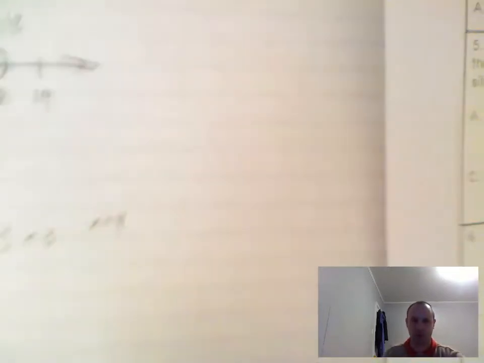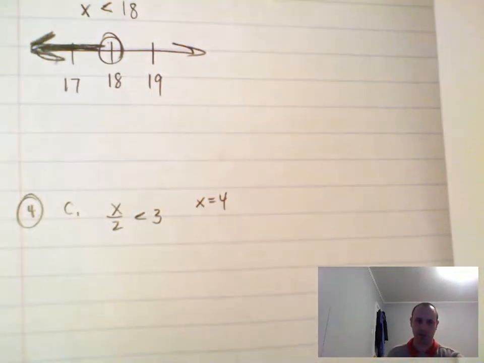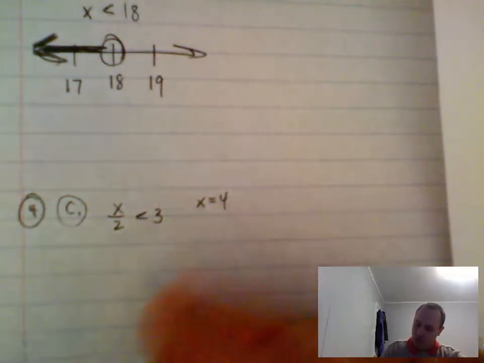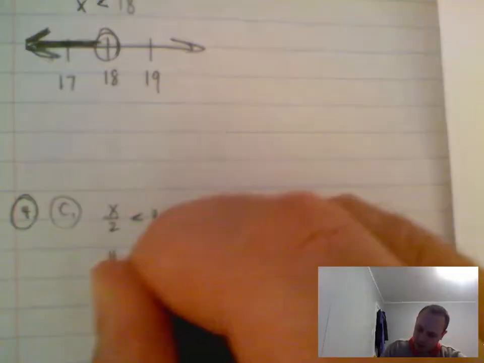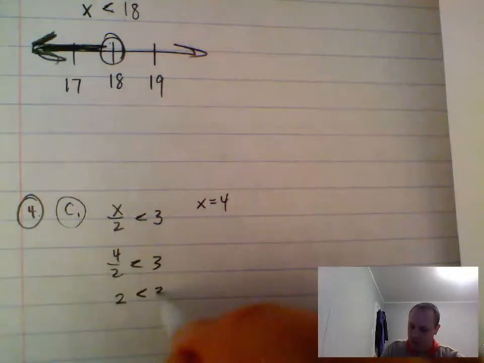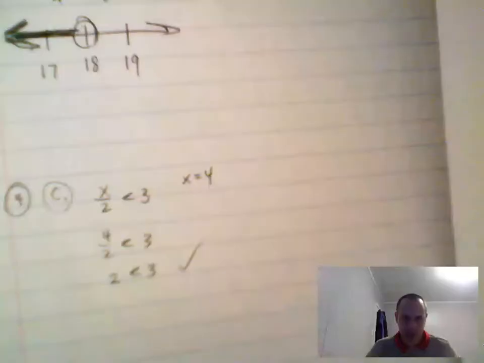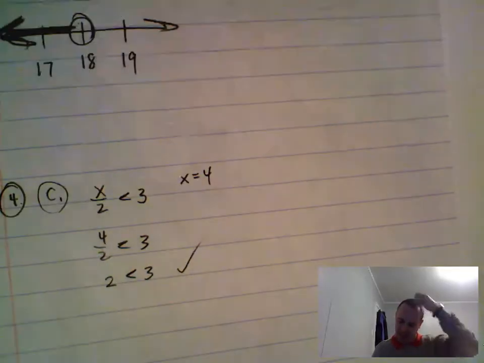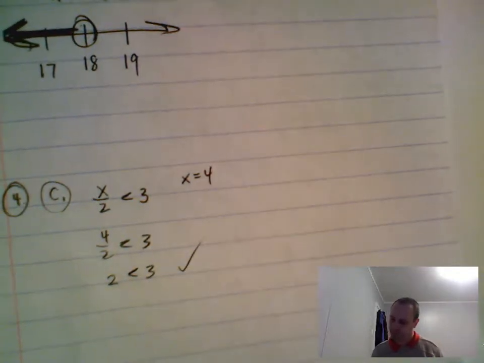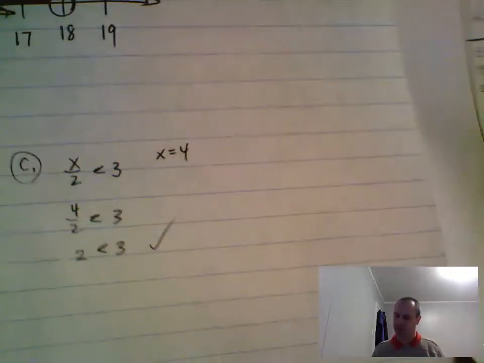So the way we'll show our work, sorry, there's number 4. Your answer is C, because when we plug in our 4, well, 4 divided by 2 is 2, and 2 is indeed less than 3. That's a true statement. So that's why our answer is C for that one. Let's take a look at number 5.